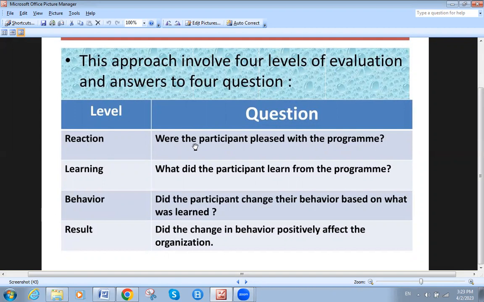The reaction: was the participant very pleased to be in this program or not? Learning: did he learn? What did the trainee come to learn from the program? Behavior: how did the training program change his behavior? Results: what are the outputs of the training program that reflected on the trainee? The trainee now is able to do what? Before this, he was not able to do this course or whatever. Now he's able to do it. These are the results.